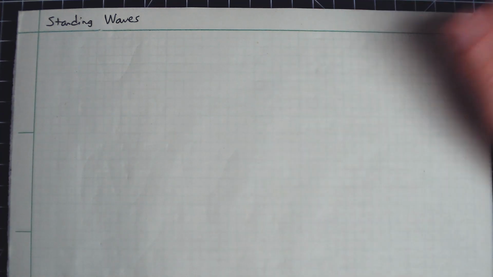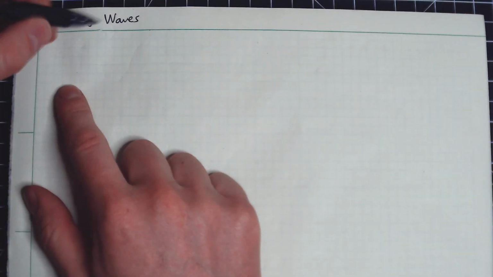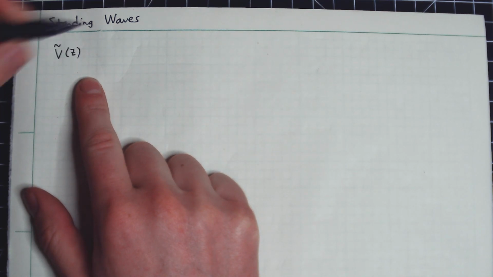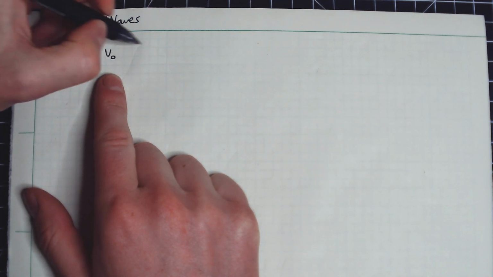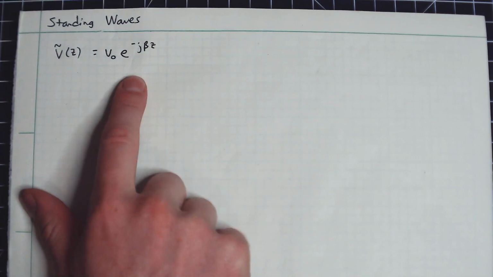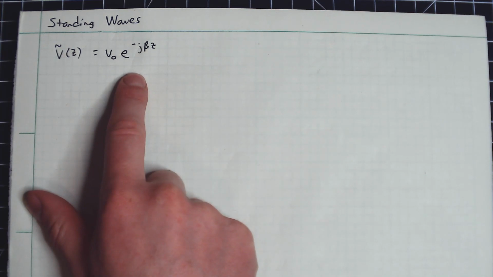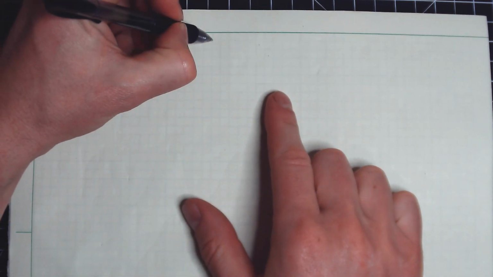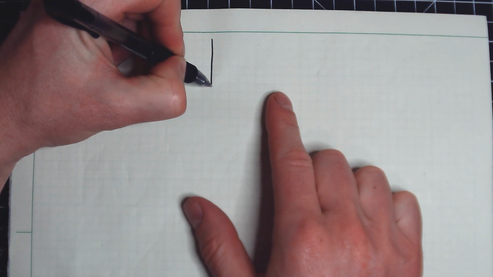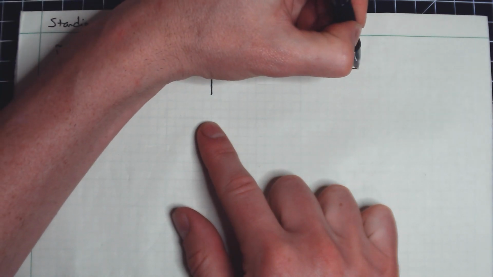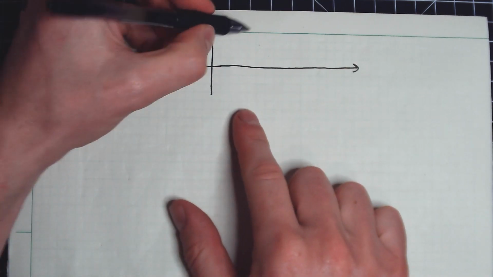Everybody, let's talk about standing waves. Now consider with me for just a second what would happen if I had a single voltage wave propagating to the right. So I'm going to write this e to the minus j beta z. So that's the phasor representation for a sinusoidal wave propagating to the right. So let's take a little snapshot of what exactly you could expect to see if I were to represent something like this a little more visually.